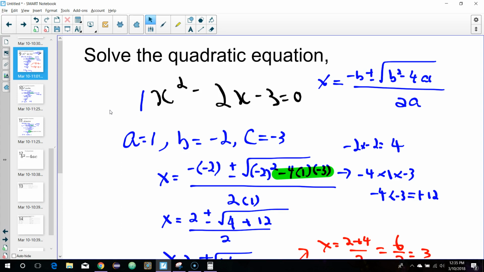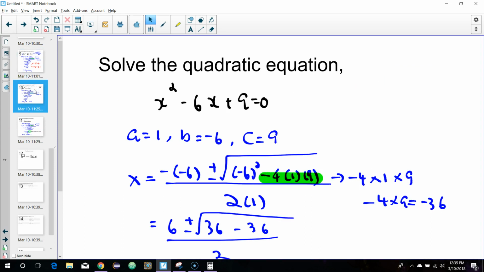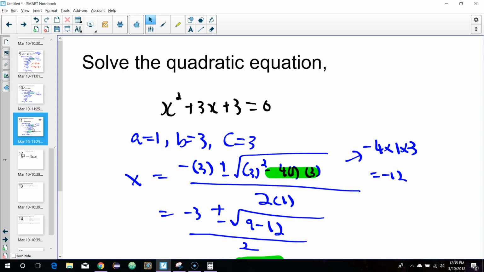So I'm just going to use the 3 examples we used earlier. Let me write this down because I don't want to keep going back and forth. The first equation I have is x squared minus 2x minus 3. The second equation is x squared minus 6x plus 9. And the last one is going to be x squared plus 3x plus 3.